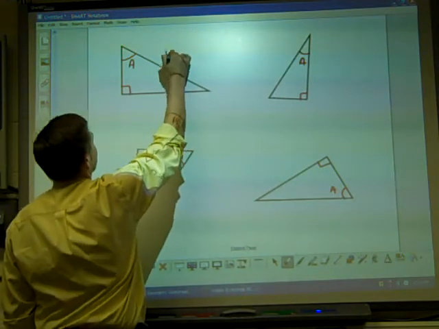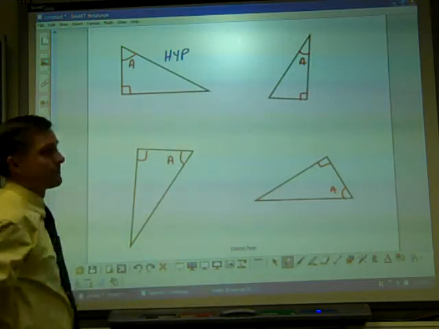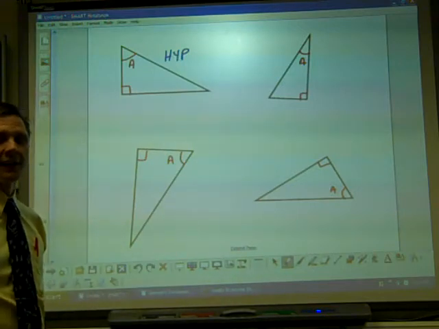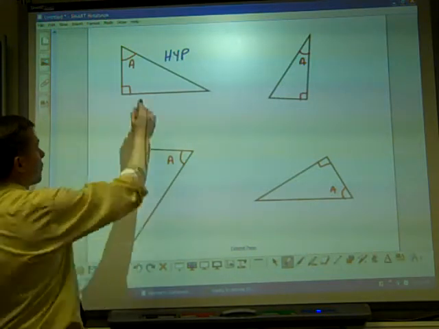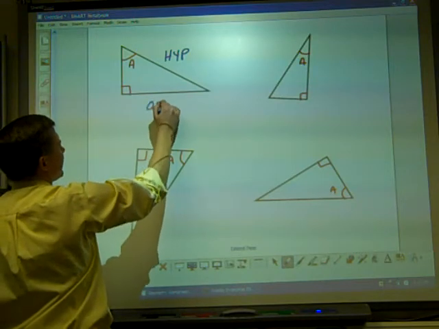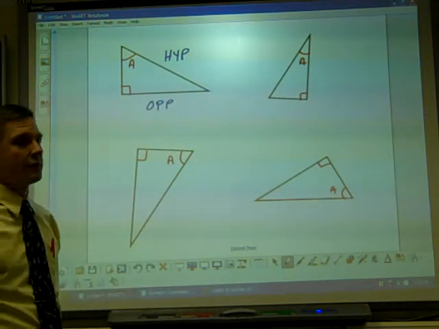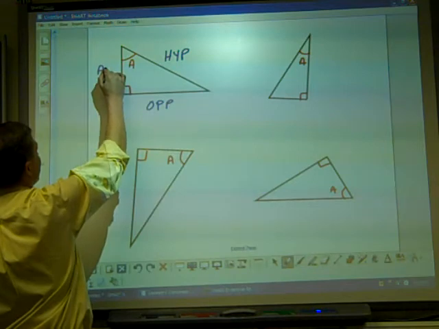The hypotenuse is here, across from the 90 again. So next I'll identify the opposite, which is across from the angle. And that leaves the adjacent, which touches the angle, and it's a leg.